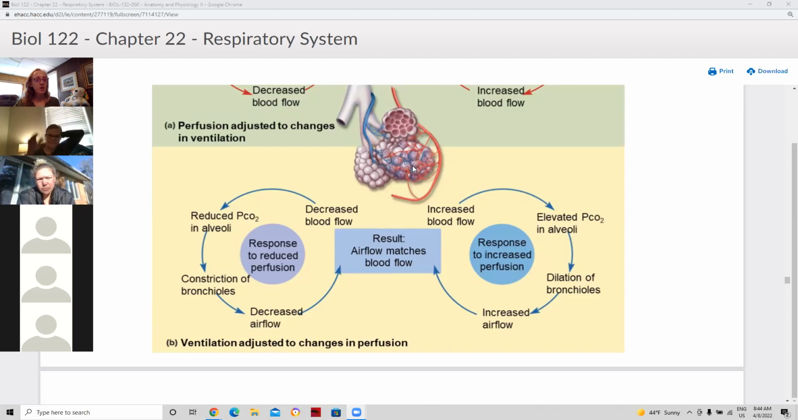Yes, it needs to. And so we're going to alter them. We're going to adjust them. We're either going to constrict or dilate the bronchioles, or we're going to vasoconstrict or vasodilate the arterioles in order to get them to equal.